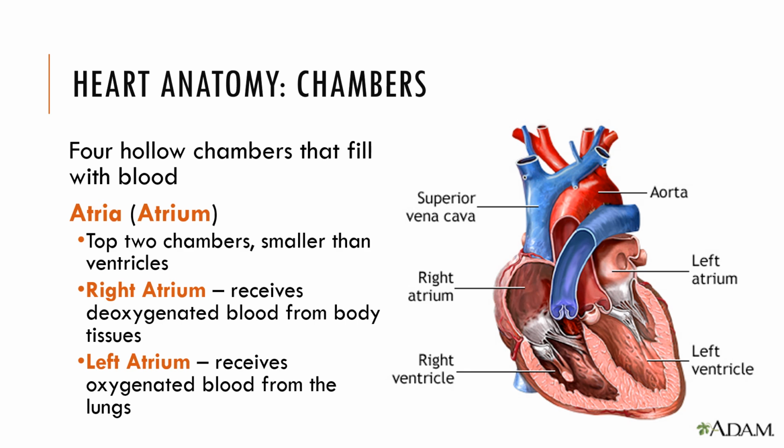So the right atrium is going to receive blood that does not have as much oxygen anymore. The oxygen has been taken out of it, and it receives that from the body. So from all the tissues that took up all that oxygen, basically. The left atrium receives fully oxygenated blood because it comes directly from the lungs. So right, no oxygen, comes from the body. Left, with oxygen, comes from the lungs.